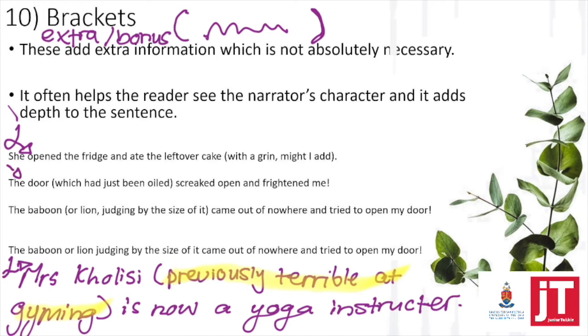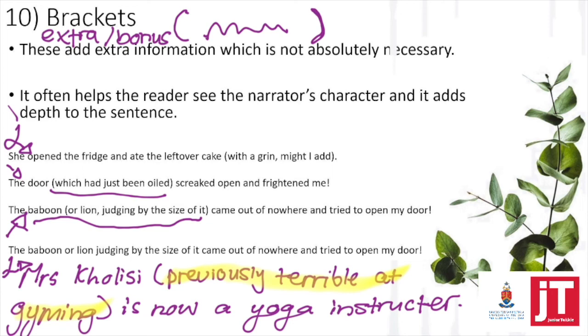Let's look at the next one. The door (which had just been oiled) squeaked open and frightened me. Obviously whoever oiled this door did not do a very good job. The baboon (or lion, judging by the size of it) came out of nowhere and tried to open my door. Goodness me, that sounds very stressful. That sentence is actually a true sentence that did happen to me. I thought that the door was locked, and the baboon actually did put his hand around and open the door. And I have never jumped so fast in my life, and I slammed the door in that baboon's face, and now I'm still here. So there's that.